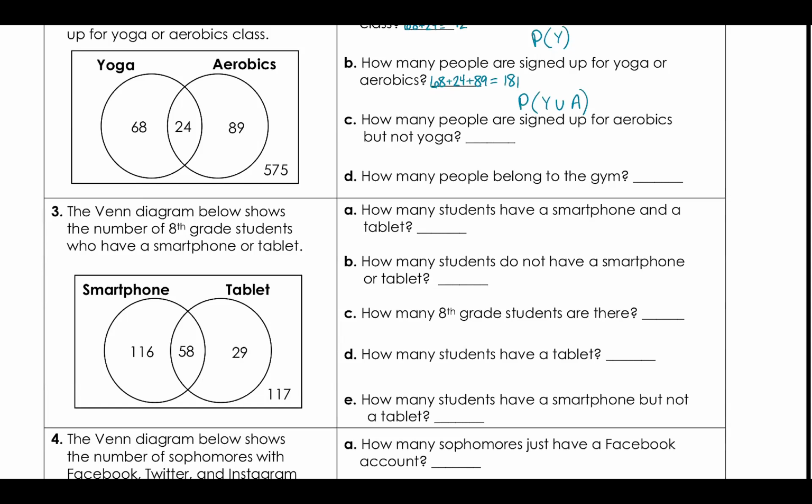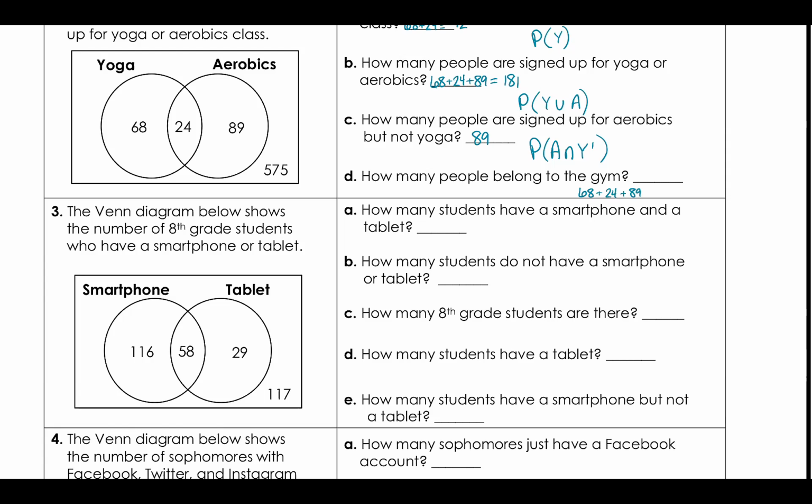How many people are signed up for aerobics but not for yoga? So you got the probability of aerobics and not yoga. So that's going to be everybody that is in aerobics, but it cannot include those that are also signed up for yoga, so it's 89. And then, of course, how many people belong to the gym? So that's going to be the 3 we see, 68 plus 24 plus 89.